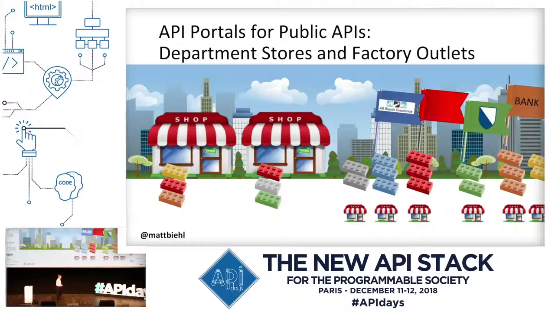And then there are department stores, which are like API marketplaces, and they have a selection of different APIs that they offer. So it's very colorful what they offer. They offer different types that maybe are also present on the factory outlet API portals.